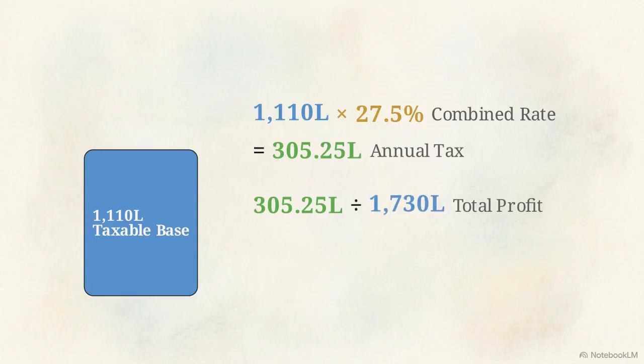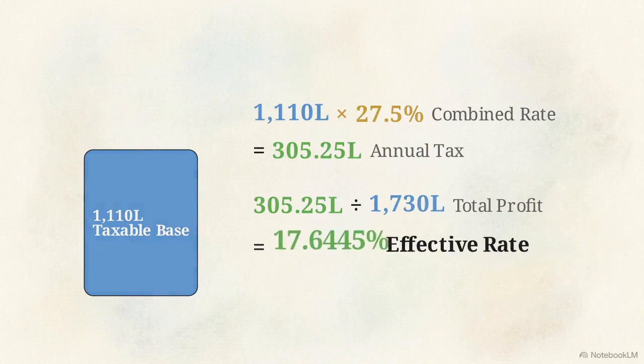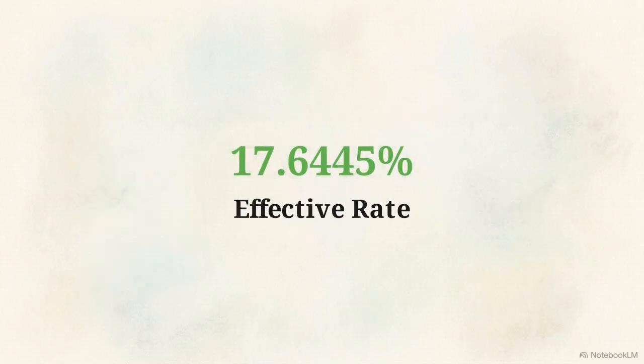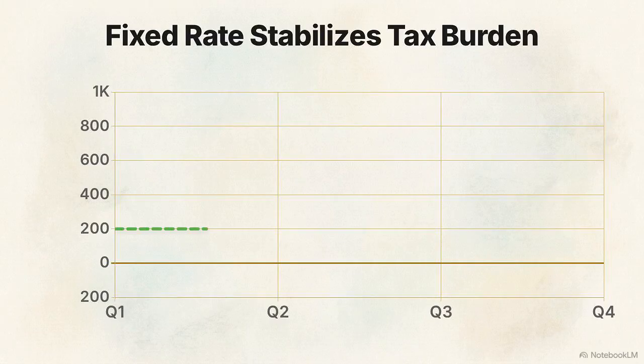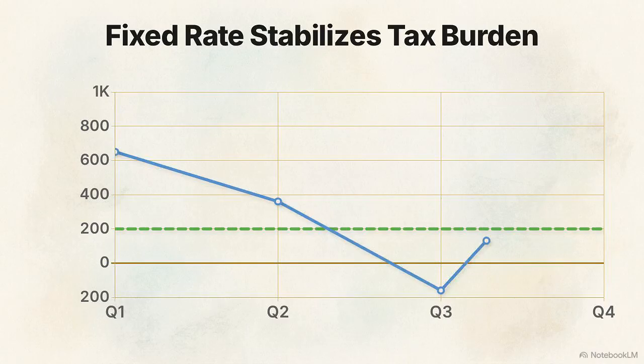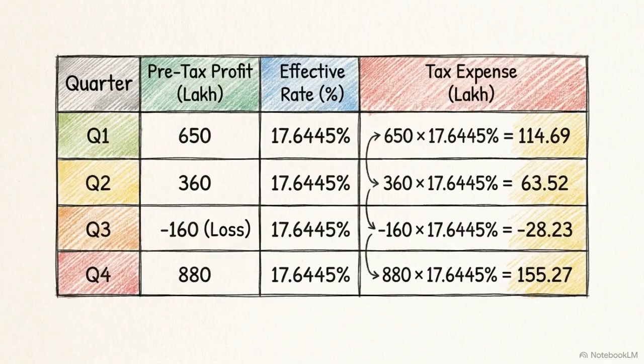Dividing that tax by the initial 1,730 profit outputs a 17.6445% effective rate. This percentage is what we will apply to every subsequent calculation. It ensures the tax burden is distributed proportionally, regardless of the seasonal volatility in each individual quarter. In the final calculation phase, we allocate the tax by applying that effective rate individually to each quarter's pre-tax profit.